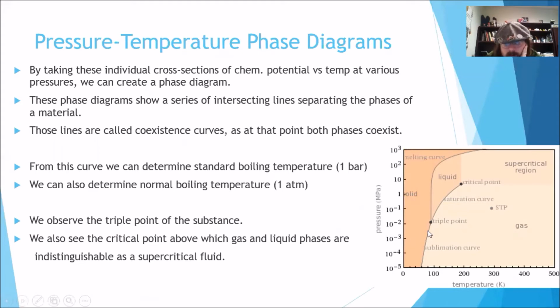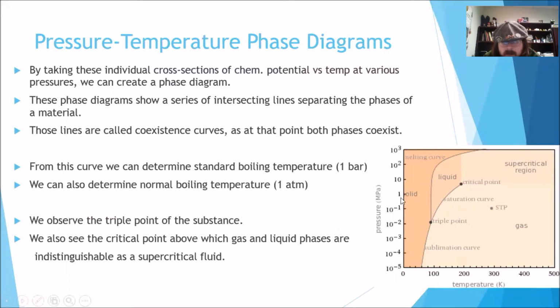So this would be the sublimation point where you have both solid and gas. This would be the boiling point where you have both liquid and gas. This would be the melting point where you have both solid and liquid. This coexistence curve is where the melting occurs. You get a little bit below that, it's spontaneous to be a solid. A little bit above that, it's spontaneous to be a liquid, and you'll completely melt. But if you're right at that correct temperature and pressure, you can have a little bit of both.